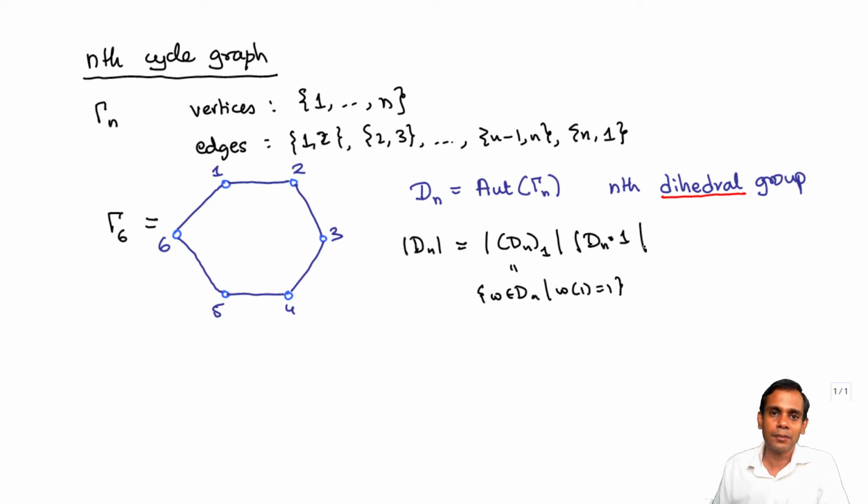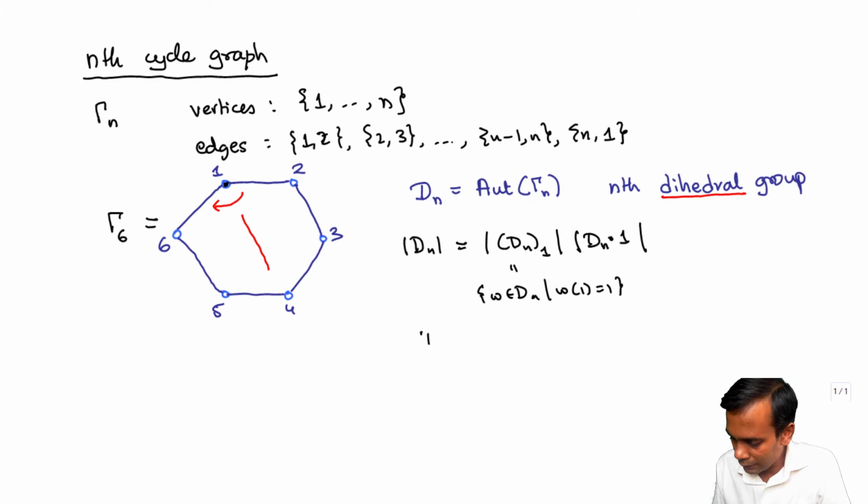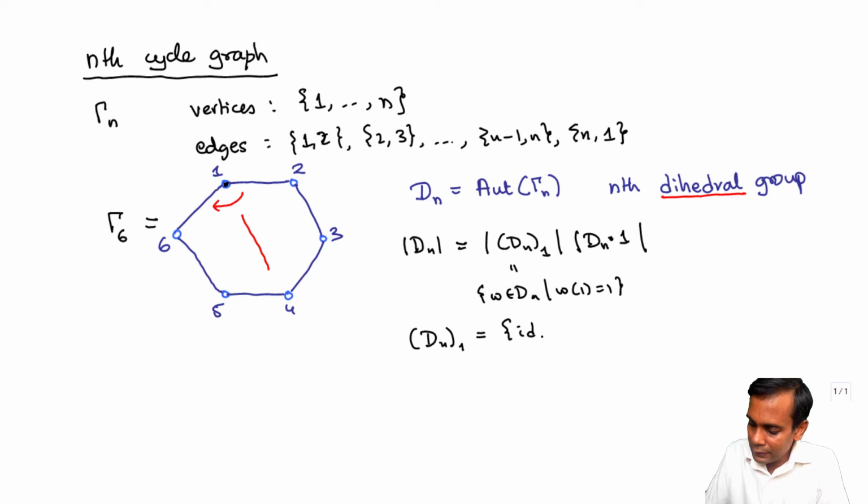We're using this result from one of the earlier lectures, and so we ask, what are the elements of Dn which take 1 to 1? If you have to take this point 1 and map it to itself, what can you do with 2? It has to go to a point that's adjacent to 1. You can either take 2 to itself, or you can take 2 to 6, and so you'll get a reflection about this axis. So the stabilizer of 1 in Dn has 2 elements. First is just the identity element, and the second is this reflection.